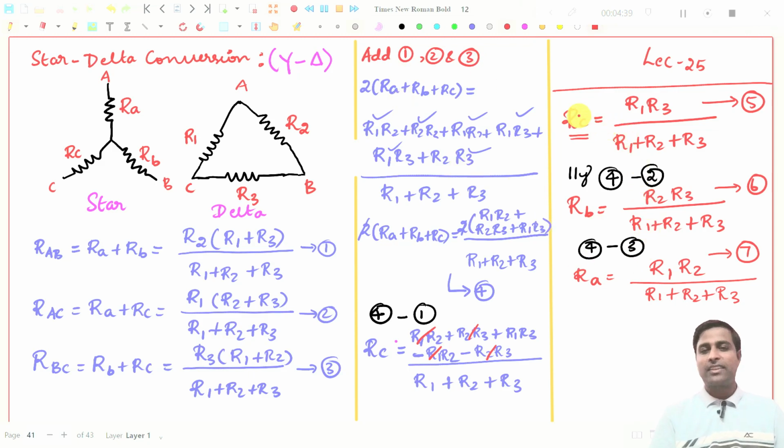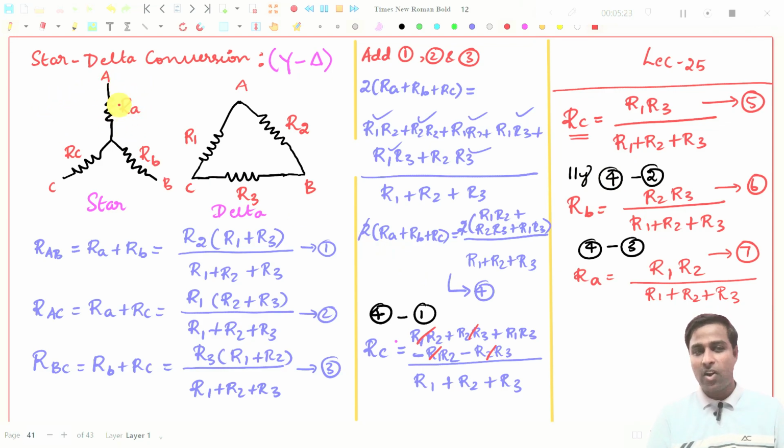Now try to understand we have got RA, RB, RC. What is RA? In the star connection, between these two points, that is nothing but RA. And RB is this resistor, and RC is nothing but this resistor, right? And the combination you got is everything in terms of 1, 2, 3, which means this is the delta connection. Everything we got in delta connection is in combination with the star connection.